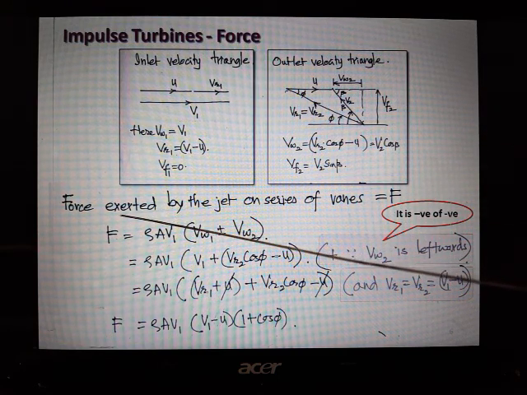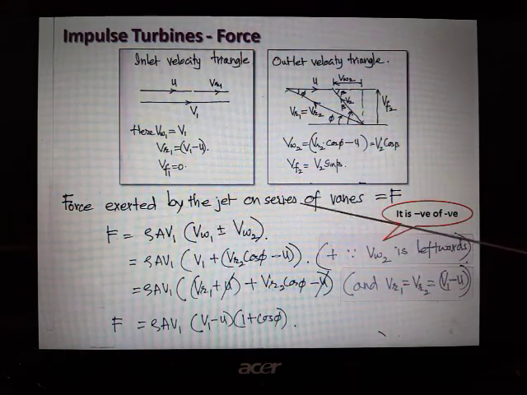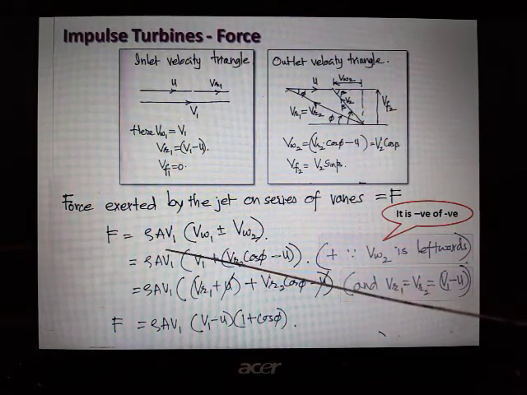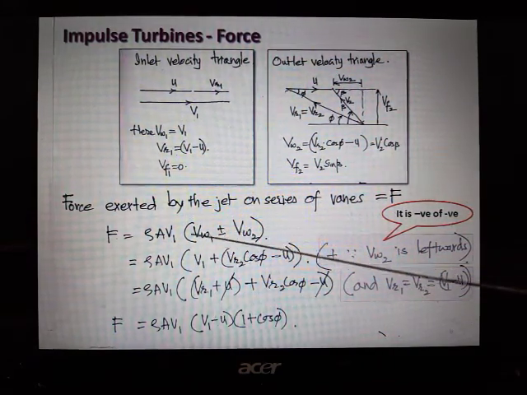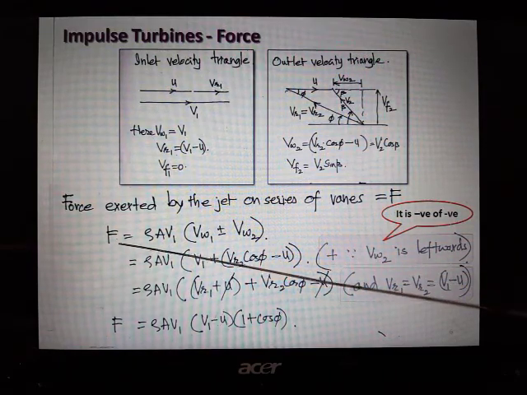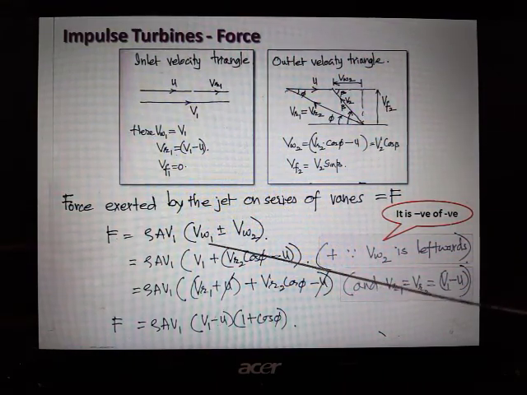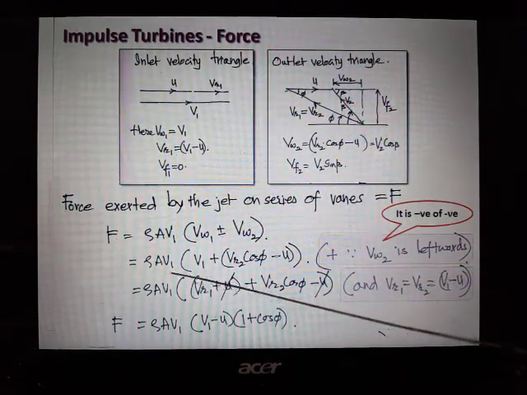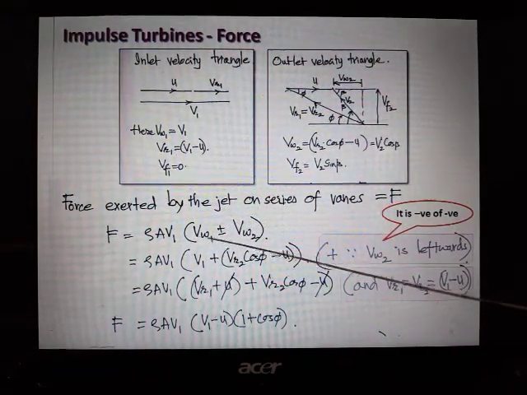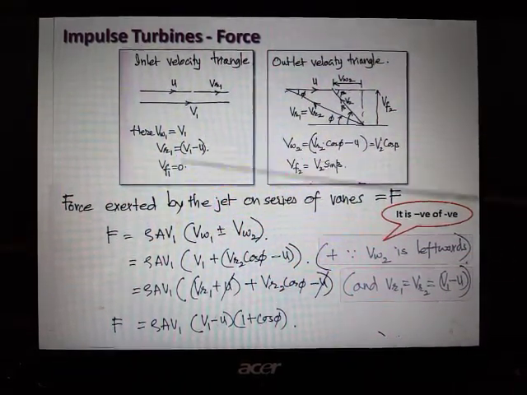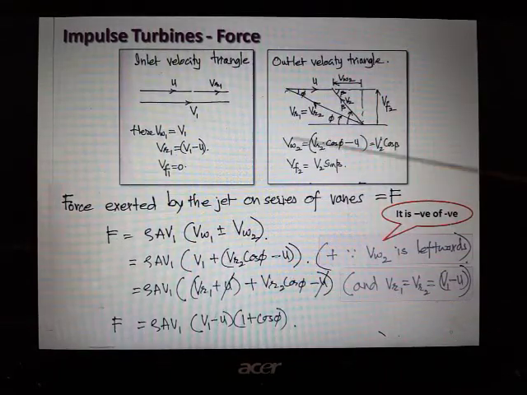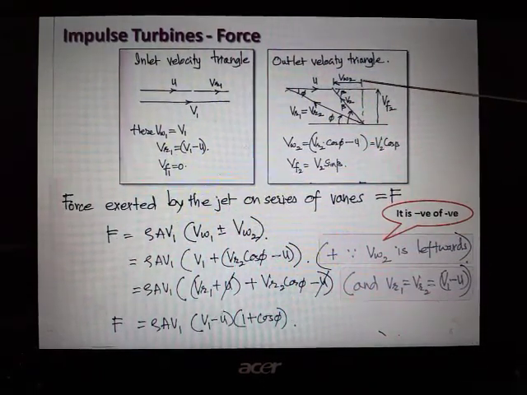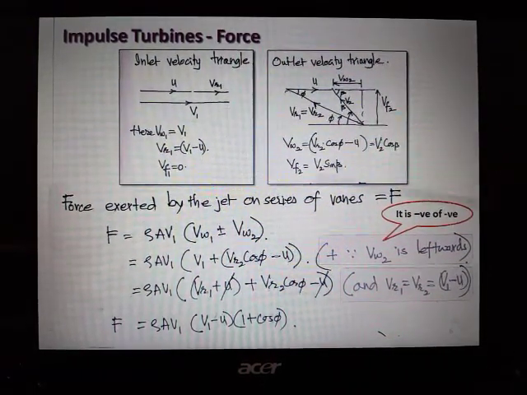flow. Now the force exerted by the jet on a series of vanes is given by rho a v1, the mass rate of flow, into the change in velocity in the direction of x, that is horizontal. So here it is vw1 plus or minus vw2. So rho a v1 in the bracket, vw1 is simply v1, plus, because this angle is this way. Now vw2 is vr2 cos phi minus u.